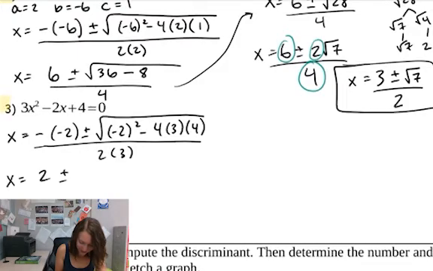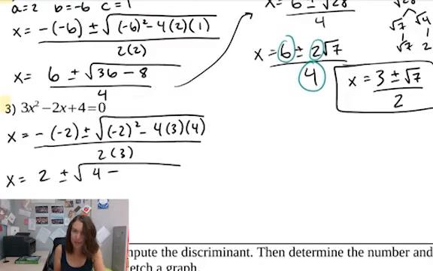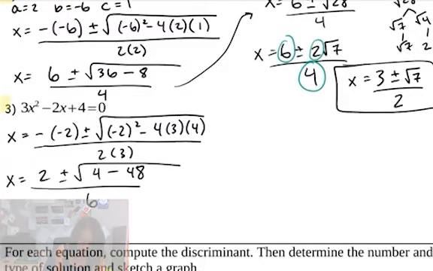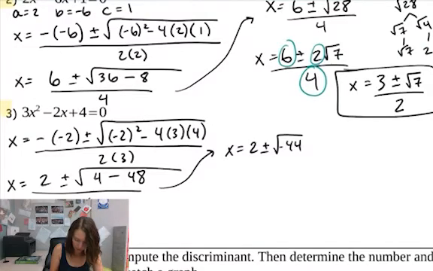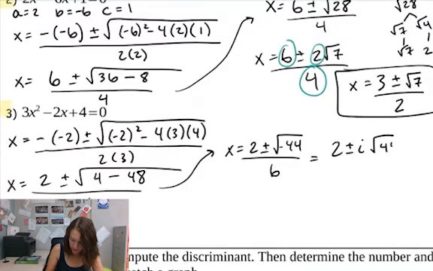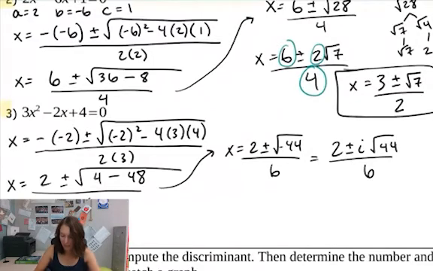We have 2 plus or minus 4 minus 4 times 3 is 12 times 4 is 48, all over 6. If you notice, we're going to end up with a negative number in that square root. We have 2 plus or minus the square root of -44 all over 6. I need to pull out that i so that I don't have a negative inside the square root anymore. And then I want to simplify the square root of 44.